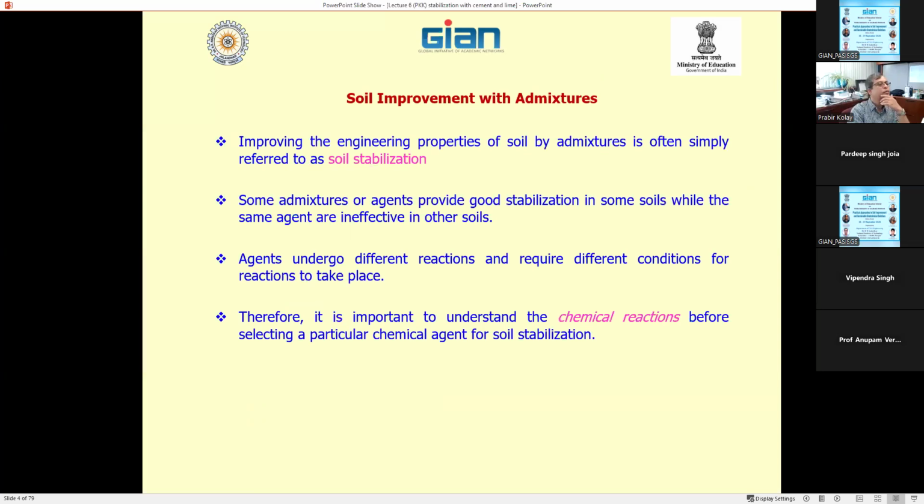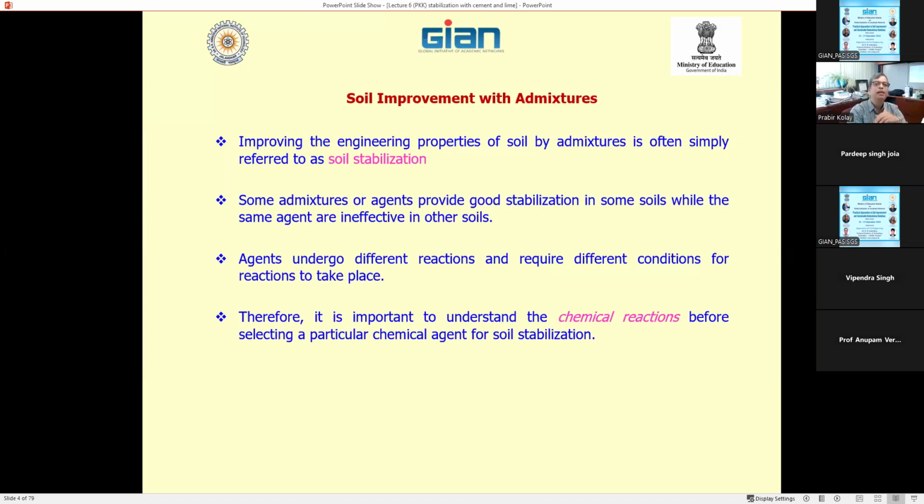Okay. With admixtures, what is happening is that when you add these chemicals into the soil, there is obviously a chemical reaction. A chemical reaction takes place, and you need to understand what is happening in the soil and what is forming after this chemical reaction. Improving the engineering properties of the soil is often simply referred to as soil stabilization. Some admixture agents are good stabilizing agents, some are not.